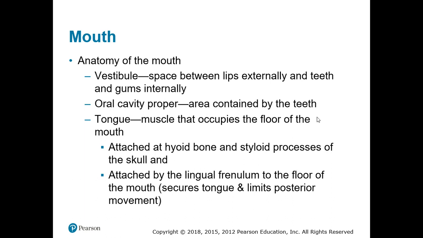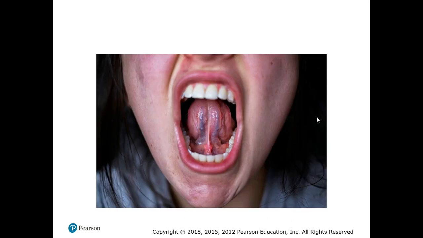And if you guys can't remember what the hyoid bone is, that is going to be the bone that is in the middle of your throat. It doesn't have any direct attachment to another bone. And then the styloid process is on the skull. It's also attached by something called the lingual frenulum. This is on the floor of the mouth and it helps secure the tongue and it limits posterior movements.